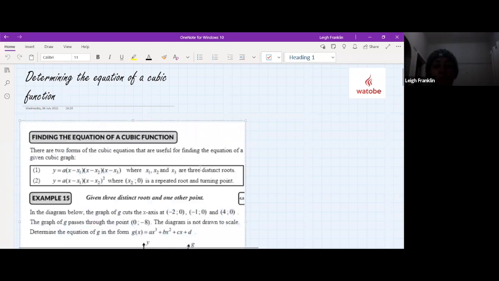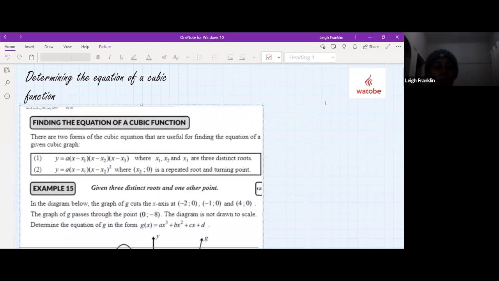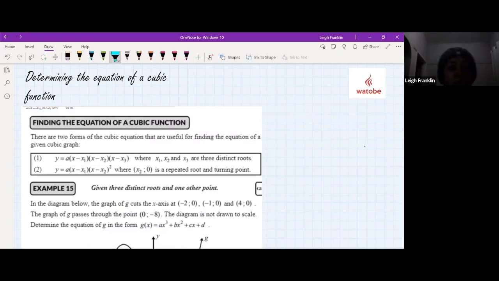So what we need to know in order to be able to do this section is the two forms of the cubic equation that are useful for finding the equation of a cubic graph. The first one is given to you here, number one.